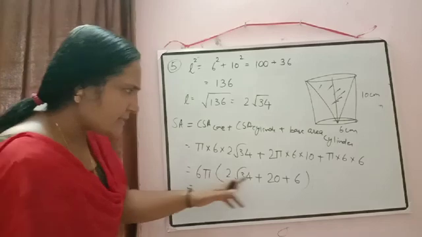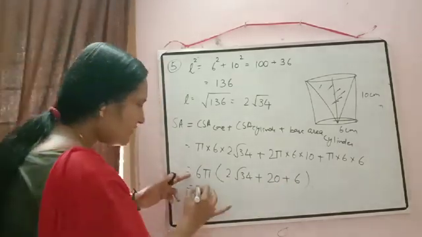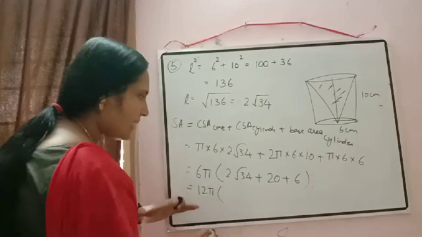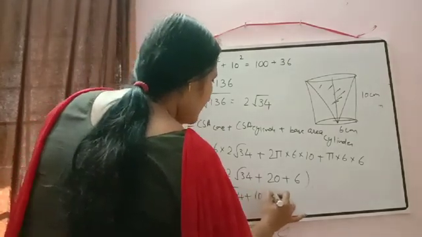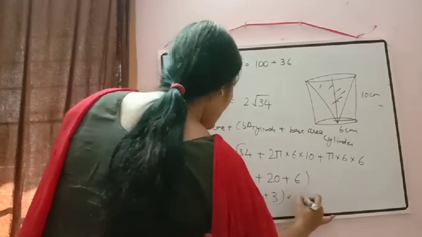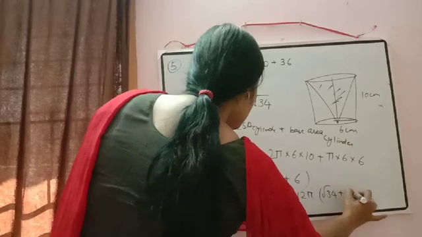Now, again just to check there, we can take 2 also common. Then it will be 6 twos are 12, 12 pi into root 34 plus 10 plus 3. So we will get here 12 pi into root 34 plus 13.